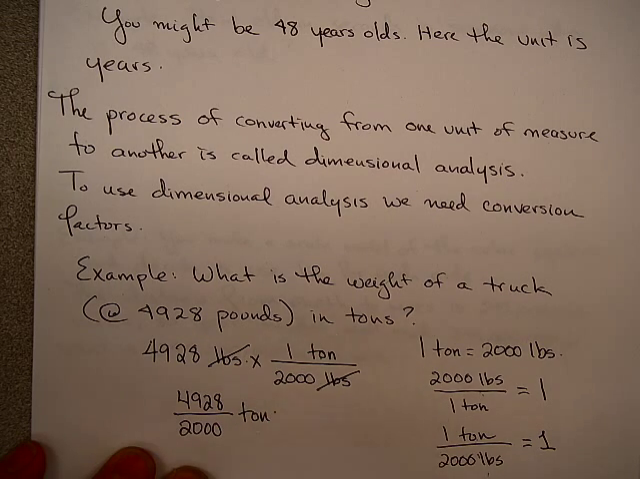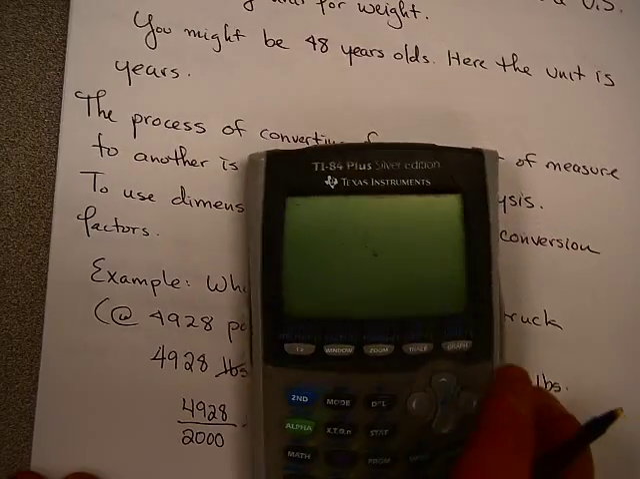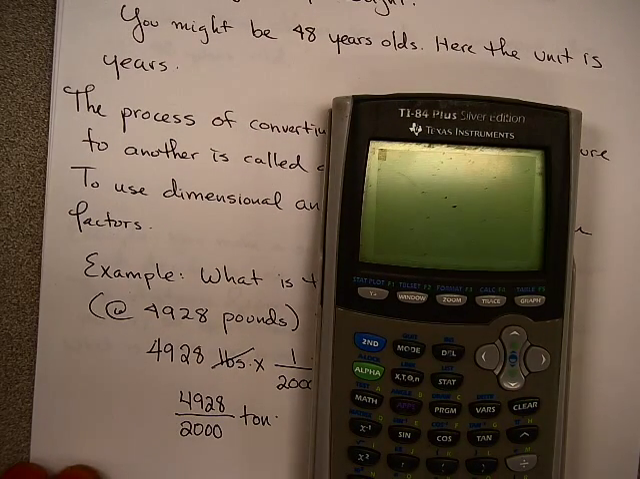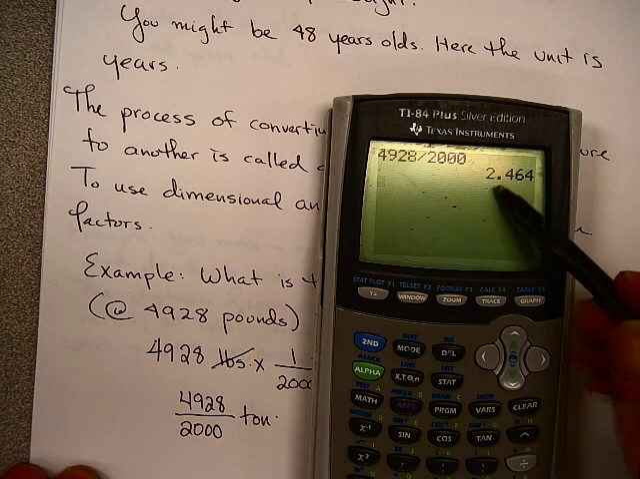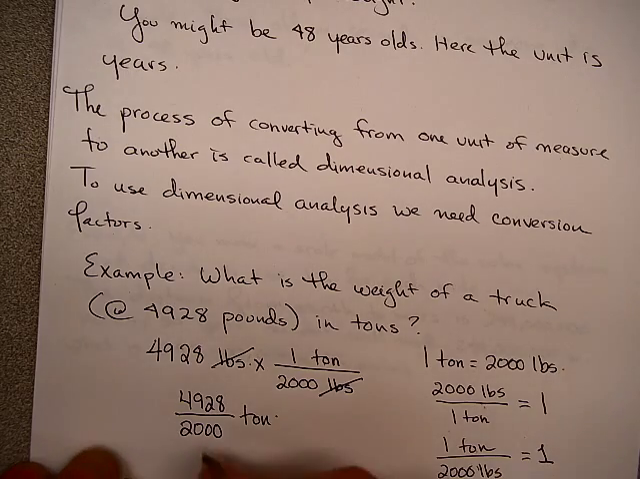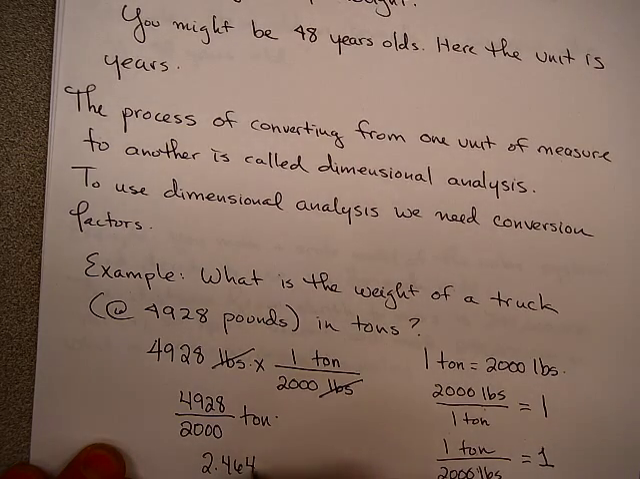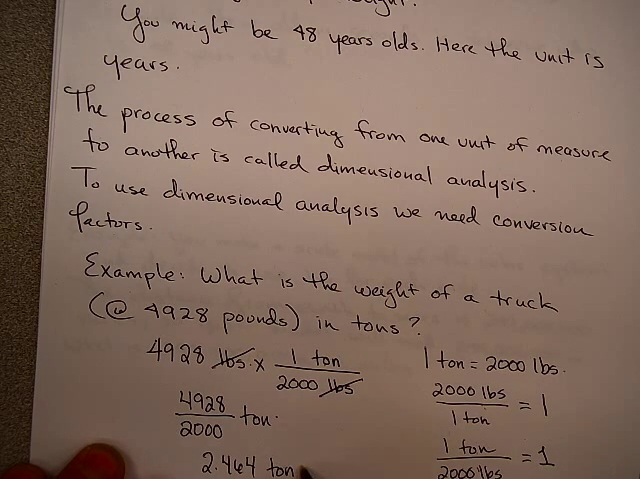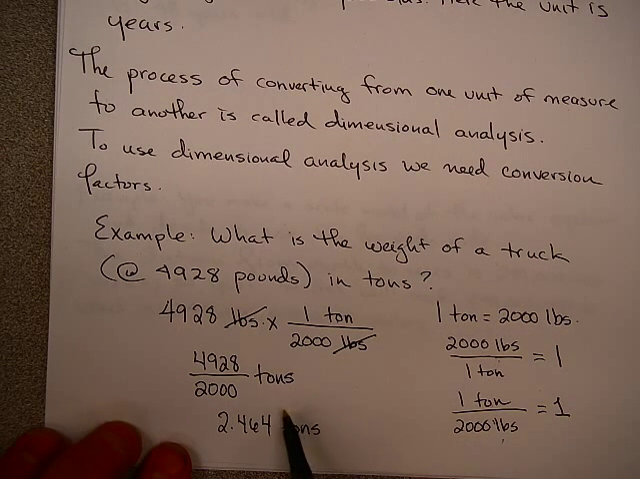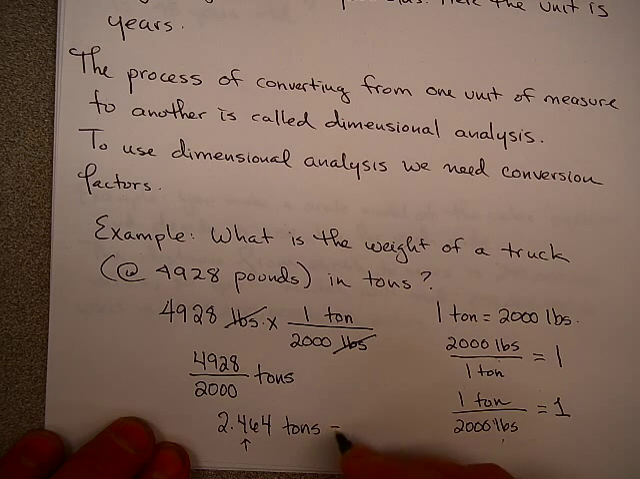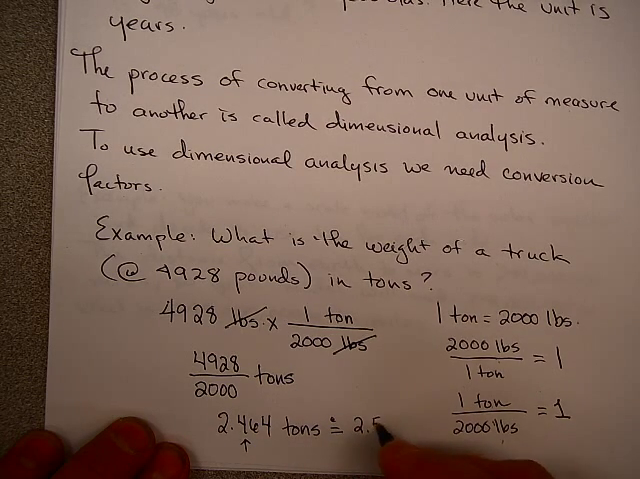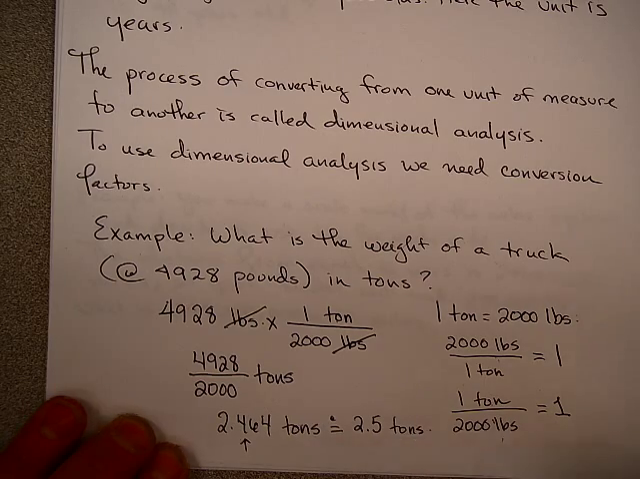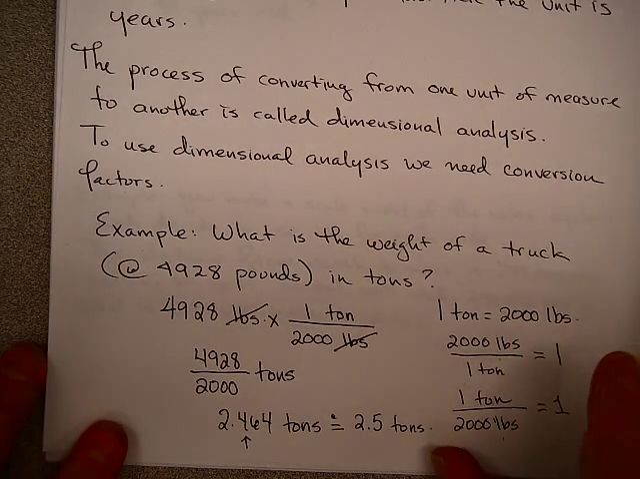Now that's not really a very useful answer, so I'm going to use my calculator to help me out here. So I'm going to take 4,928 and divide it by 2,000, and that gives me 2.464 tons. Now remember from your previous math classes that you might be asked to round. If this problem said, what is that rounded to the nearest tenth, I might say that that's approximately 2.5 tons. So that's the basic idea of dimensional analysis.